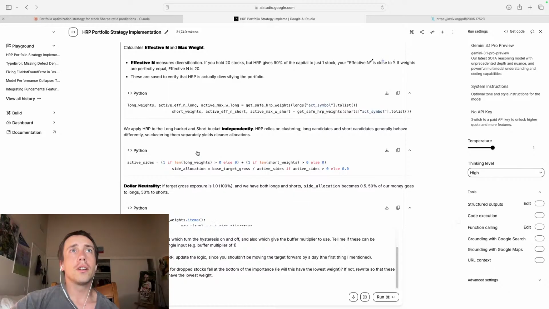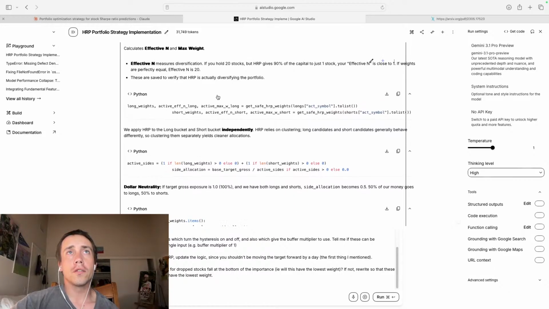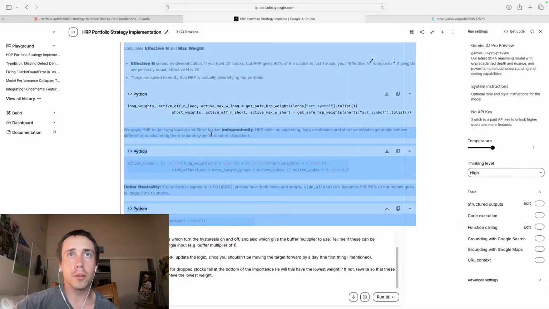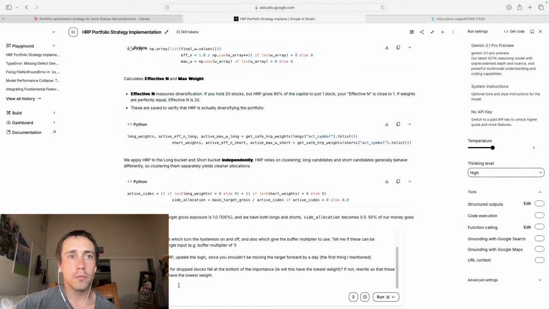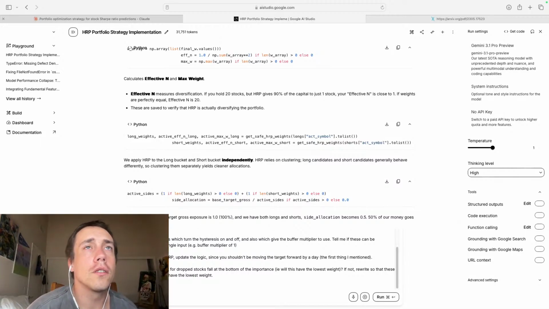Calculates effective N, which measures diversification. If you hold 20 stocks but HRP gives 90% of the capital to a few, that shows up. We apply HRP to the long bucket and short bucket independently. Yeah, obviously that's what should be happening. So effective N values are saved to verify that HRP is actually diversifying the portfolio.